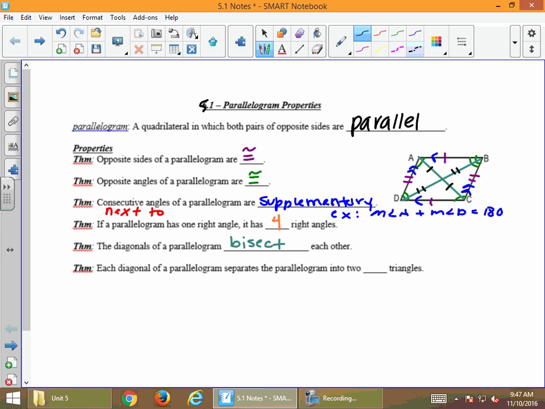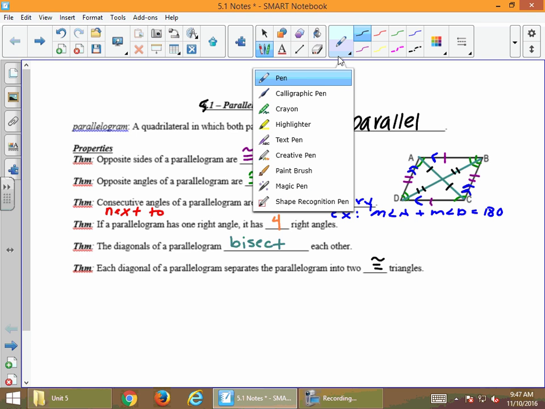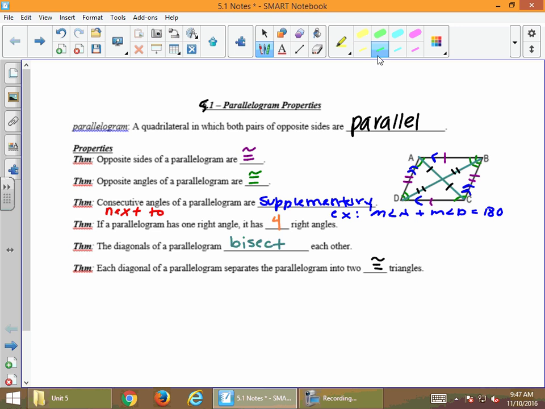And one last one. Each diagonal of a parallelogram separates the parallelogram into two congruent triangles. Meaning, I'm going to highlight it. This triangle right here, with that diagonal, would be congruent to this triangle right here. So if you draw in a diagonal, those two triangles that are kind of sitting on top of one another are congruent.